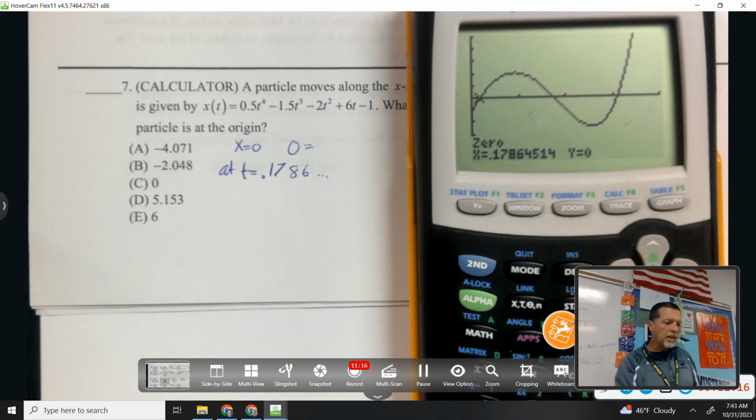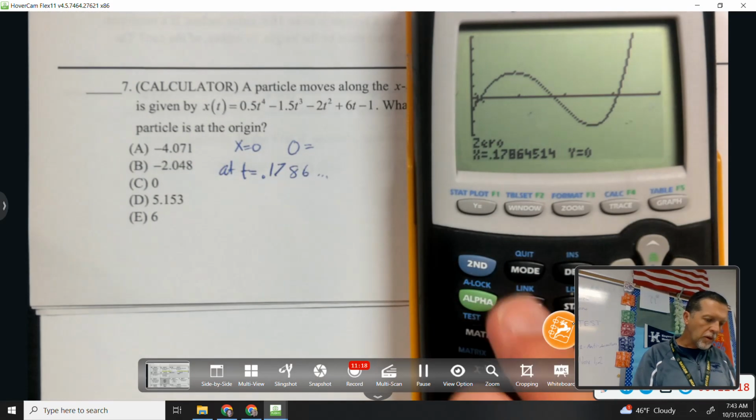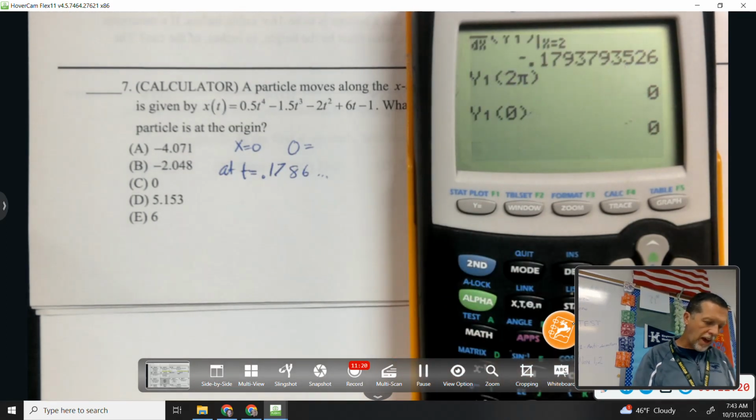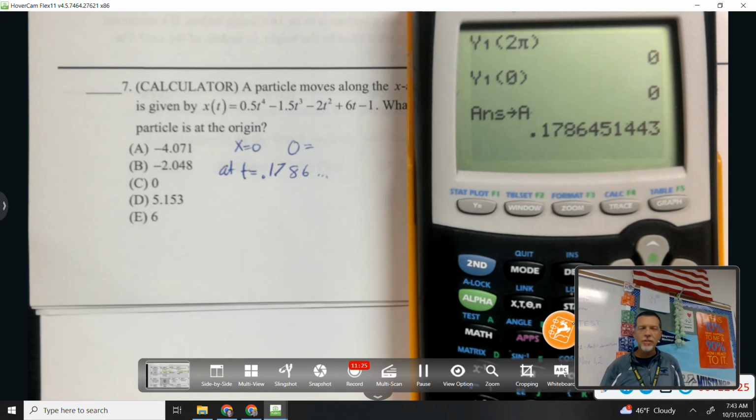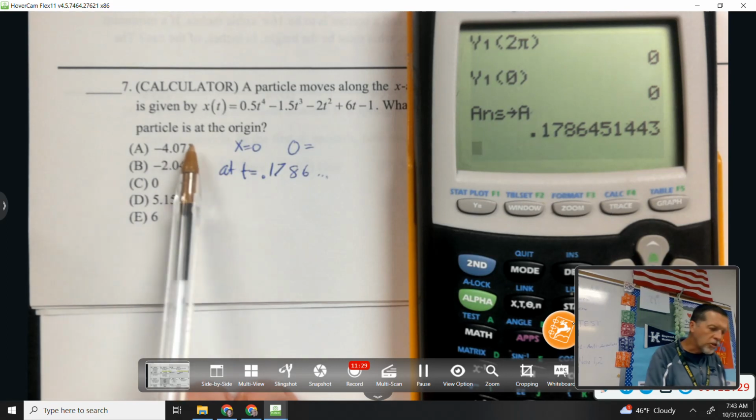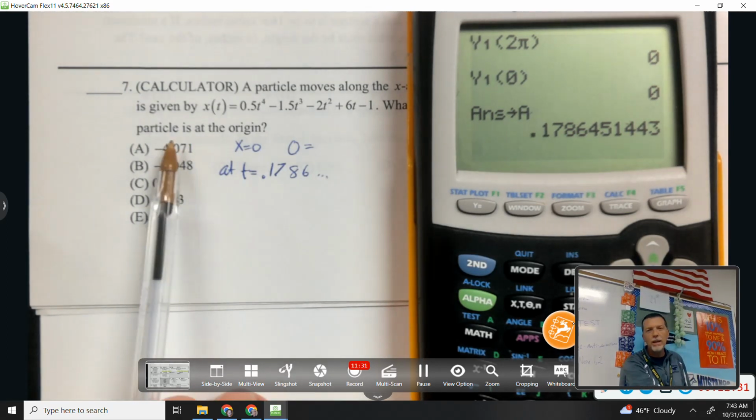Since I'm going to need that number, I'm going to save that. I'm going to store that as A. You don't have to do that. You could write down the decimals. And since our answer choices are all far enough apart, you're probably not worried about accuracy.